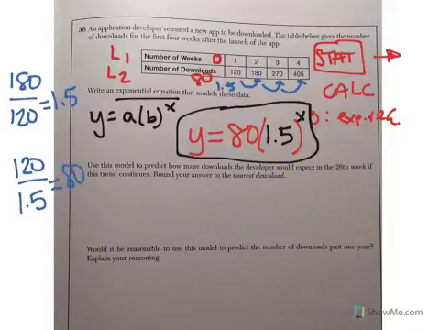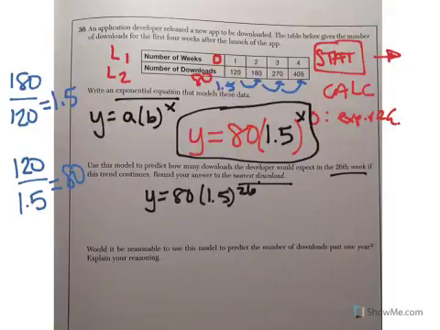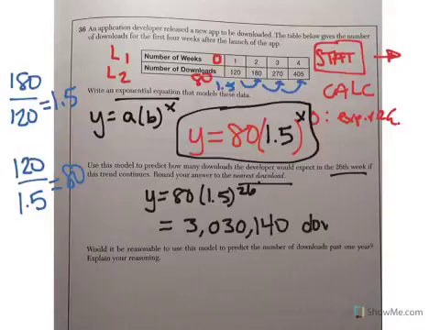Use this model to predict how many downloads the developer would expect in the 26th week if this trend continues. Round your answer to the nearest download. So all we have to do is plug 26 in for x because it's a number of weeks. So we have y equals 80 times 1.5 raised to the power of 26. If I type that in, I get 3,030,140 downloads. Okay, and they want it to the nearest whole download, so that is your answer.